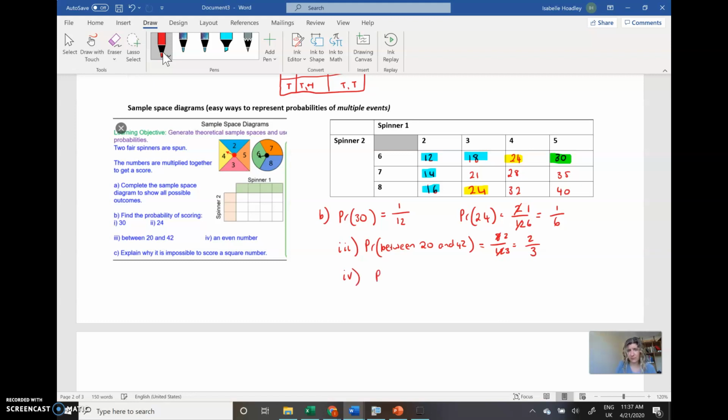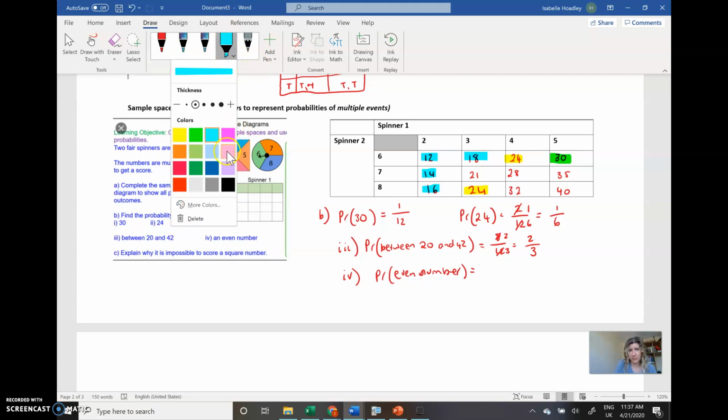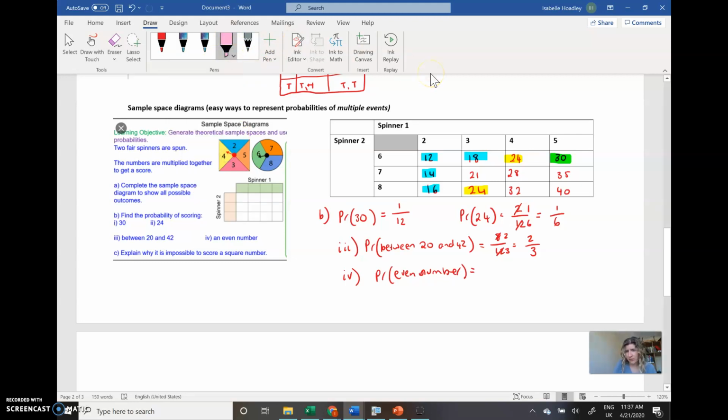Next one, an even number. Now again, I can see that there's fewer odd numbers in the table. So I'm going to count the number of odd numbers there are. So there's one odd number here, 21. And there's another odd number here, 35. Now they're the only two odd numbers. So if there's only two odd numbers, that must mean there must be 10 even numbers. And again, 2 goes into 10 5 times, 2 goes into 12 6 times, so my probability of an even is 5 out of 6.